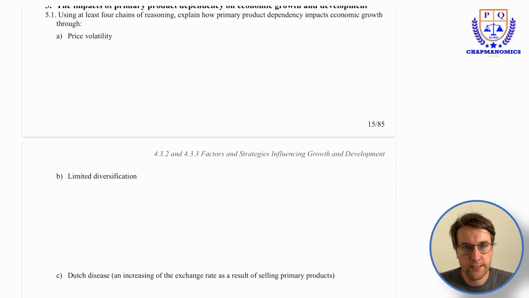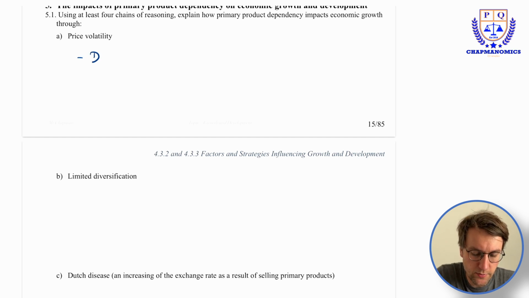Now, I'm going to go through these at a very shallow level of depth on the whiteboard here, but I would like you to go through them by doing at least 4 chains of reasoning to explain how primary product dependency impacts economic growth through each of these. So, firstly, the first way in which primary product dependency impacts economic growth is through price volatility.